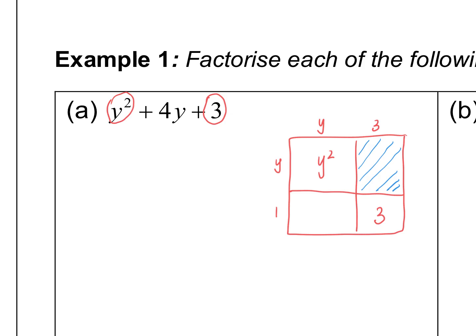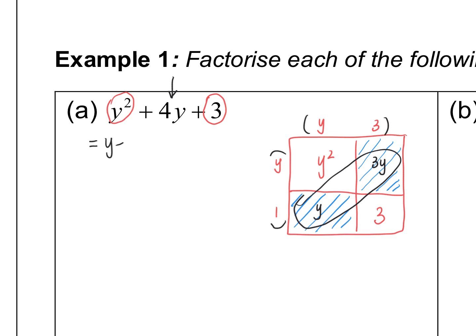3 by y, so 3y. Then this piece is 1 times y, so it's just y. So you always need to double check: is this 2 piece equivalent to this number? If it is, you are done. Your 2 factorized form will be y plus 3 times y plus 1.